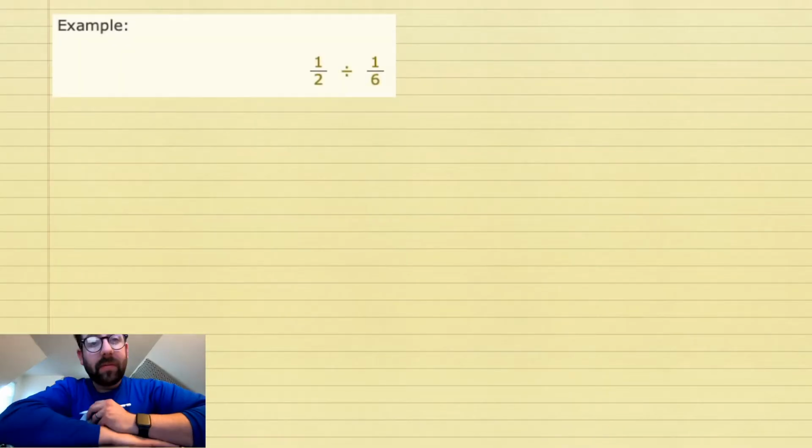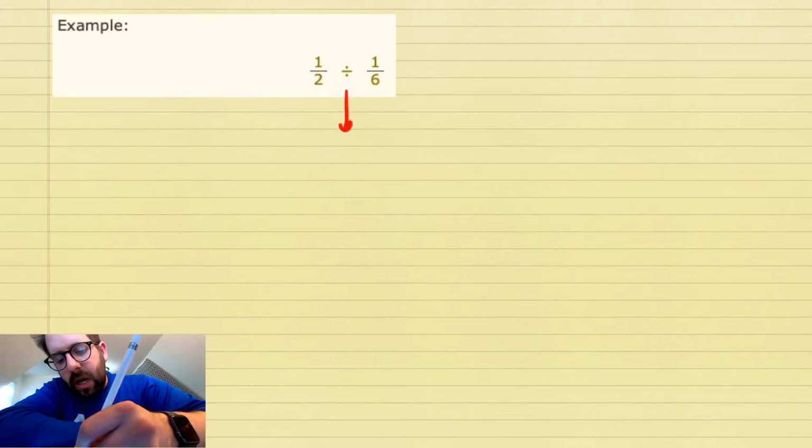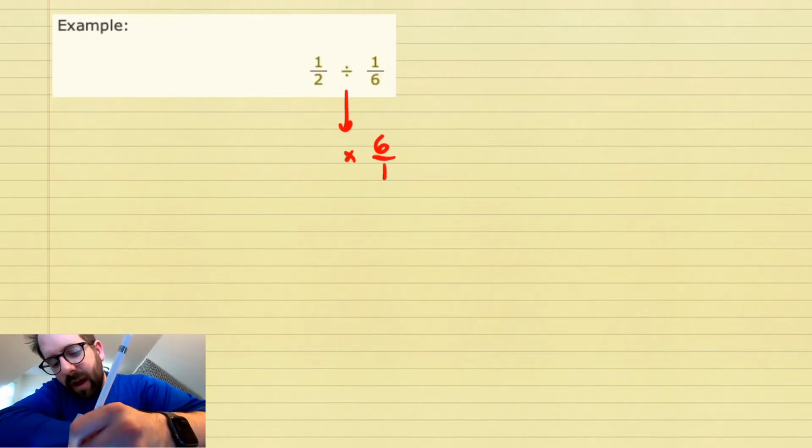What we have next is division. Now, we don't technically divide fractions. I know that seems a little odd. We don't. What we do is we change this division sign to multiplication, and the second fraction would flip over.